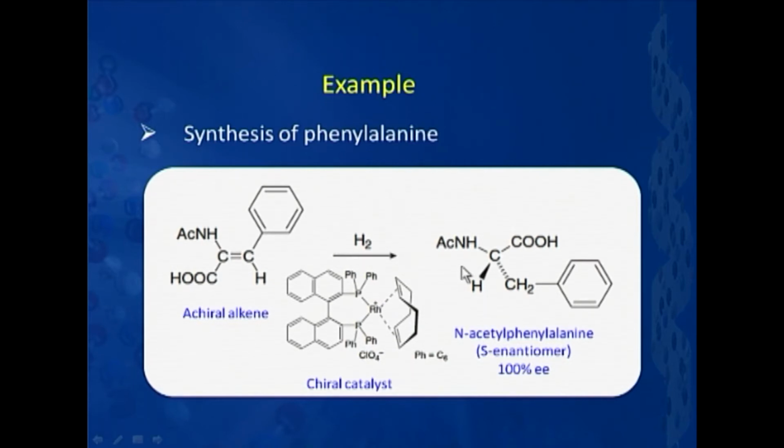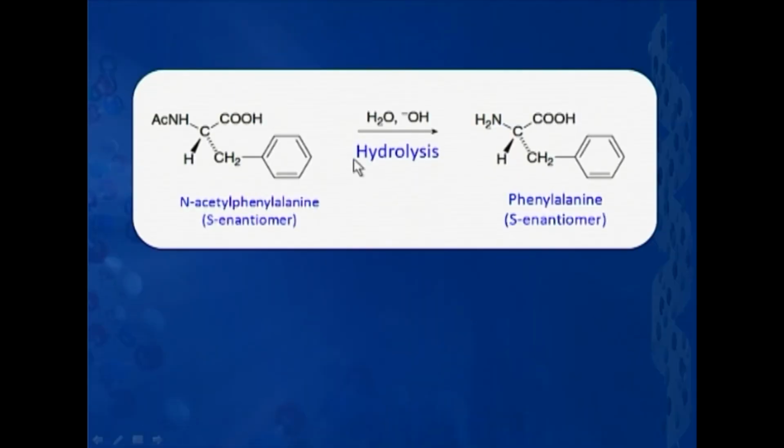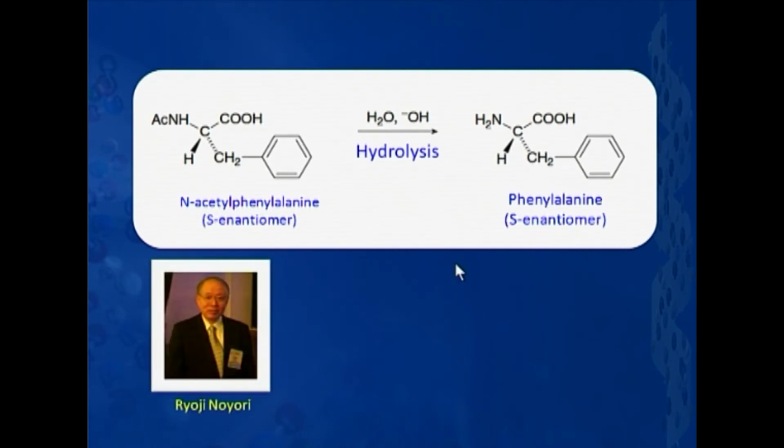Then in the next step, I can do hydrolysis of this, and I can get my target amino acid which I want. So, that is the method available to us. This method is slightly expensive, but the important thing is I will be using a very small amount of catalyst in this process. Now, it is worthwhile to make a mention of Ryoji Noyori.